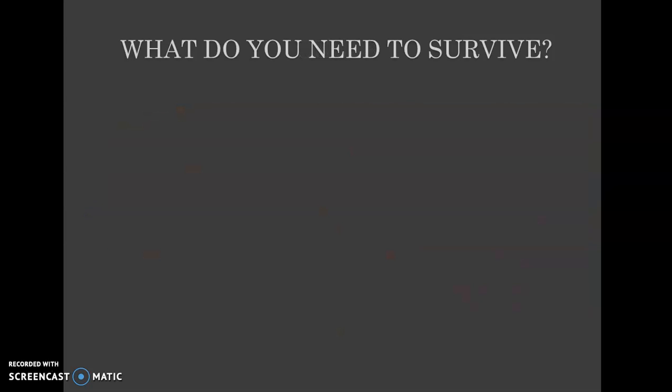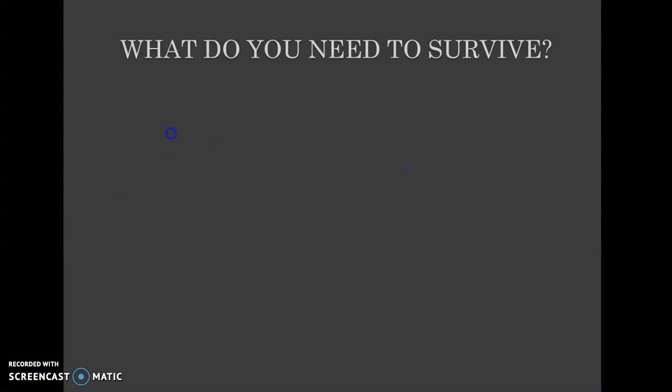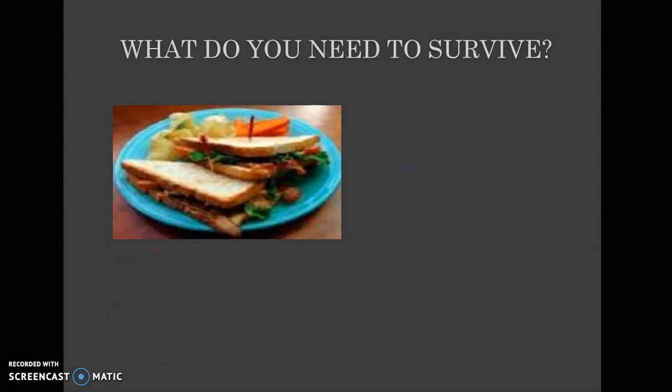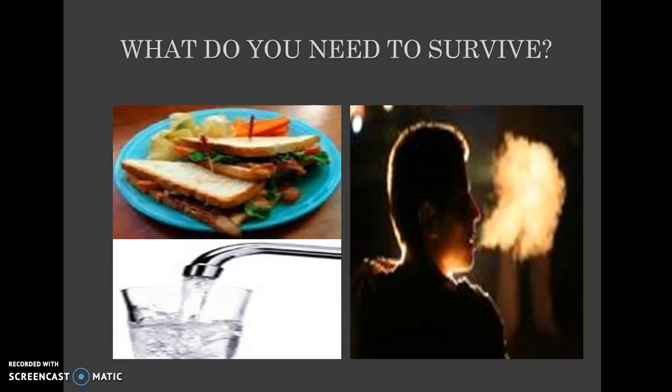Now you might think, wait, we're alive and our cells are alive and they build us, or they're the building blocks of us since we're alive. Think about what you need to survive. You know that you need food, right? You need water, and you need air. Everything that your body needs to live is what your cells need to live.